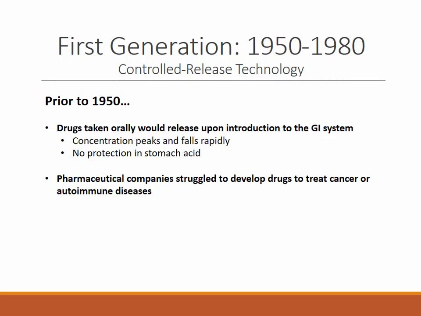I also put up there no protection in stomach acid. This sort of limited the types of molecules that pharmaceutical companies could work with. They couldn't work with anything too fragile, really, at least if you're making an oral formulation, due to potential hydrolysis or cleaving from enzymes in the body environment. So pharmaceutical companies didn't really have much answers for cancer or autoimmune diseases. They presented too many biological barriers that drugs at that time just could not overcome.